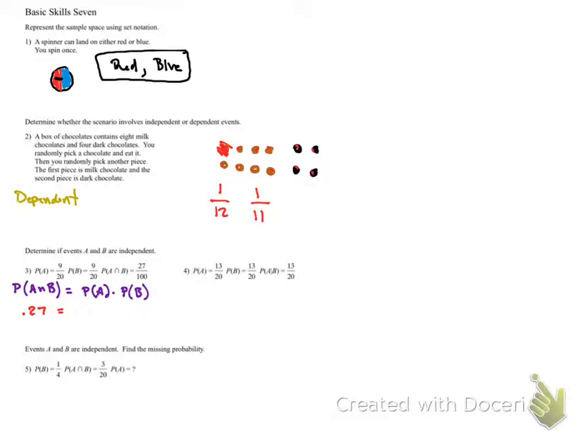This is equal to the probability of A, which is 9 over 20, which gives us 0.45, times the probability of B, which is also 9 out of 20, which is going to be the same exact thing. So let's see if these two sides are equal to one another. 0.45 times 0.45 gives us 0.2025, and that equals 0.27. Those are not equal. These are dependent events. So this is dependent.